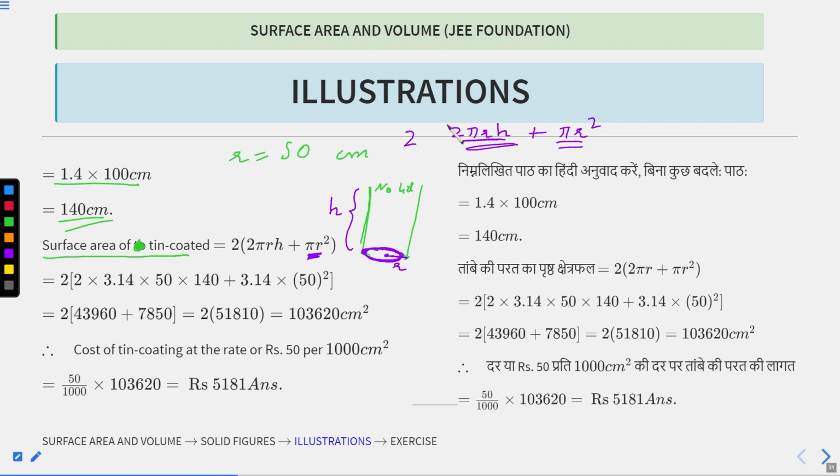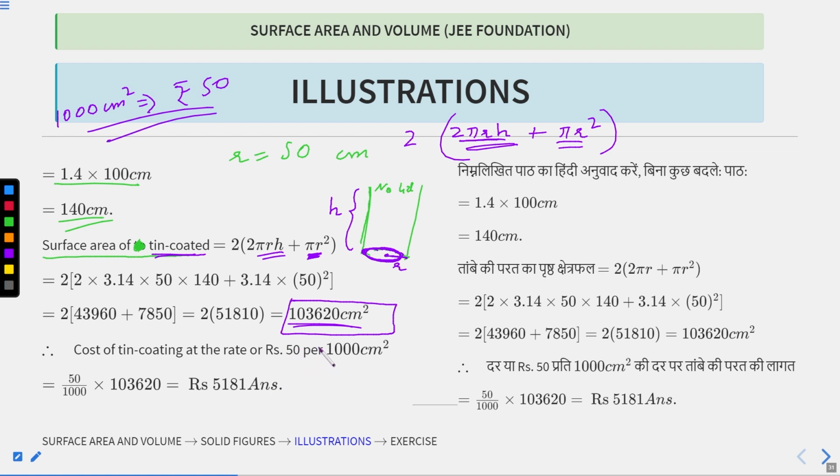So I just multiply this by 2. I will get the surface area which I have to tin coat. Just applying all the values, I will get my surface area which will be covered by tin coating. Now this is the answer for the surface area. And I already know the charges: per 1000 centimeter square, the worker charges 50 rupees.